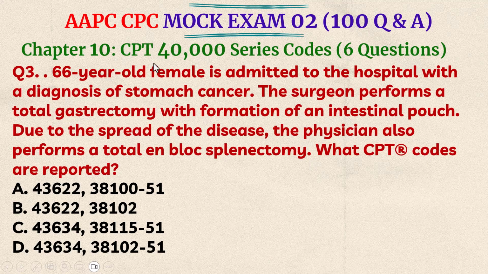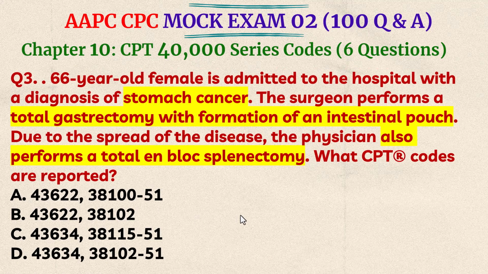Question number 3. A 66-year-old female is admitted to the hospital with the diagnosis of stomach cancer. The surgeon performs a total gastrectomy with formation of an intestinal pouch. Due to the spread of the disease, the physician also performs a total en bloc splenectomy. What CPT codes are reported? So there are 4 answers available. Take your CPT code book and find the answer. So here you have to highlight patient with stomach cancer. Procedure done is total gastrectomy with formation of intestinal pouch, and also a total en bloc splenectomy.